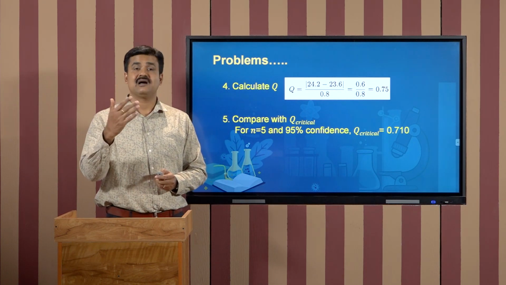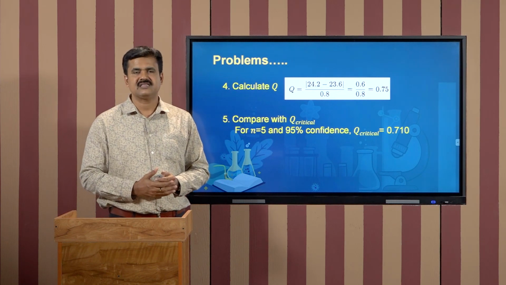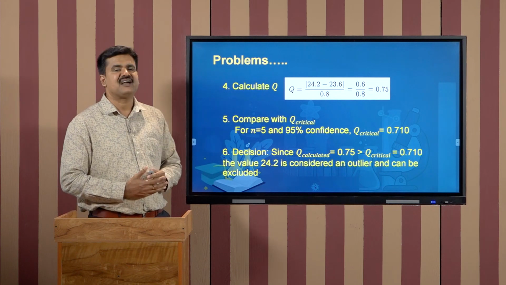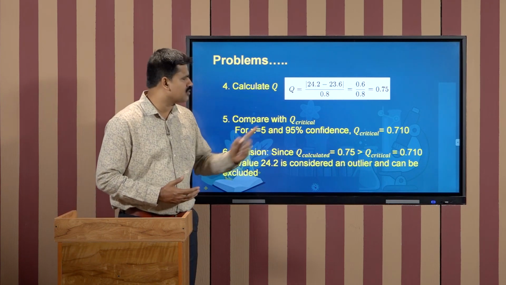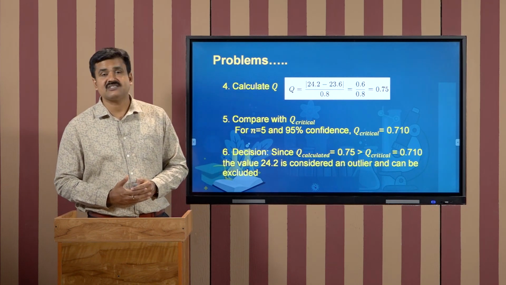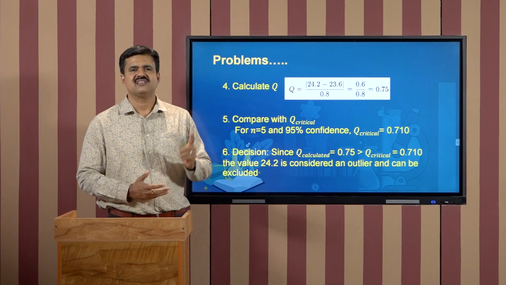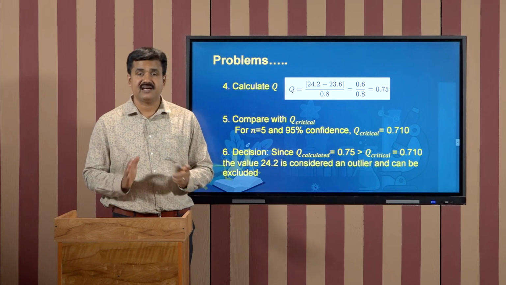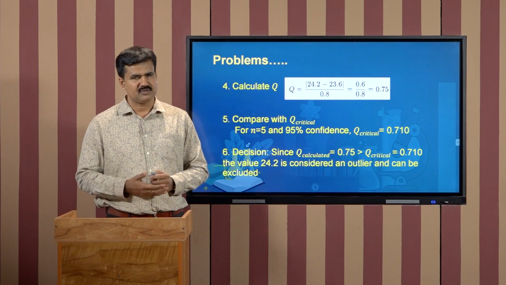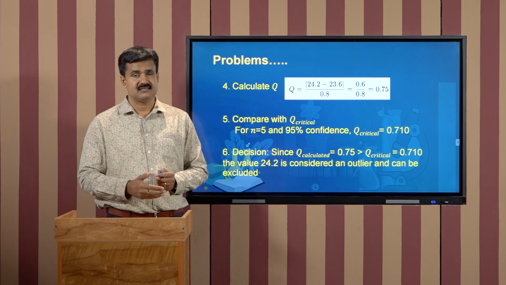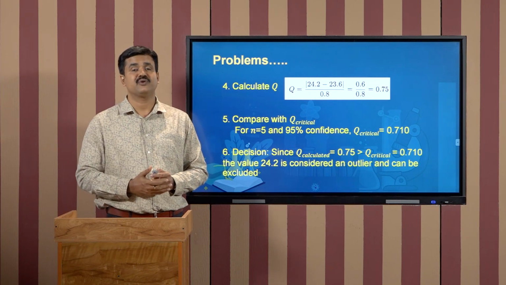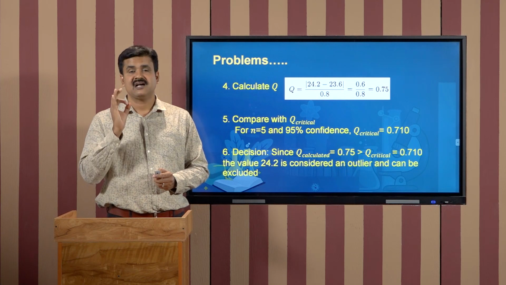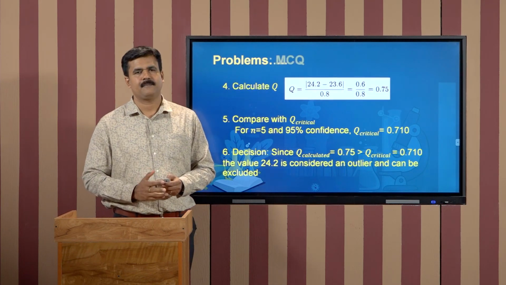Now, you have to compare Q critical with the Q calculated to take a final decision. Since Q calculated 0.75 is greater than Q critical, the value 24.2 should be considered as an outlier and can be excluded. So, in the given data set, the highest value 24.2 should be avoided because it is an outlier.